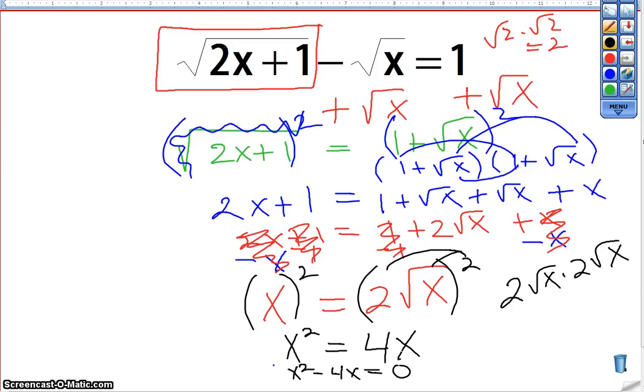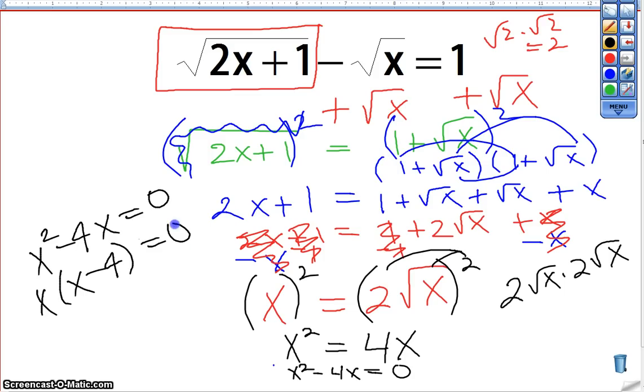Can you take anything out? You can't. You can use the quadratic formula if you want. You can graph this and hit g-solve root, or x squared minus 4x, I can take an x out, so I have x minus 4 left over. This guy is going to give me a 0. This guy is going to give me a 4, and you have to put them back in to see if they work.